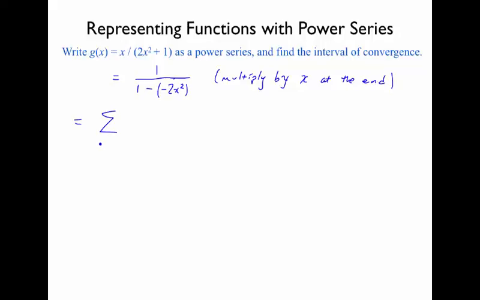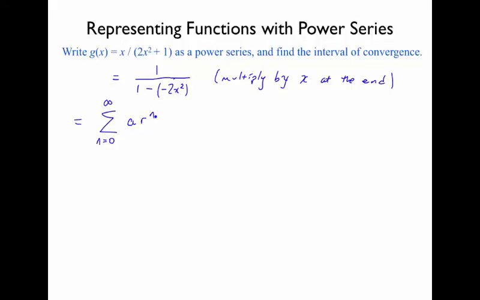Do you just leave it? So we're just going to write down what this is. n equals 0 to infinity of what? Not 1 over anything. There's no over anything, you guys. Quantity negative 2x squared to the n.